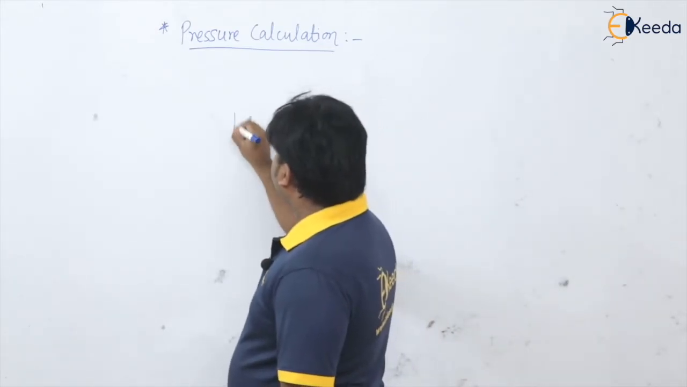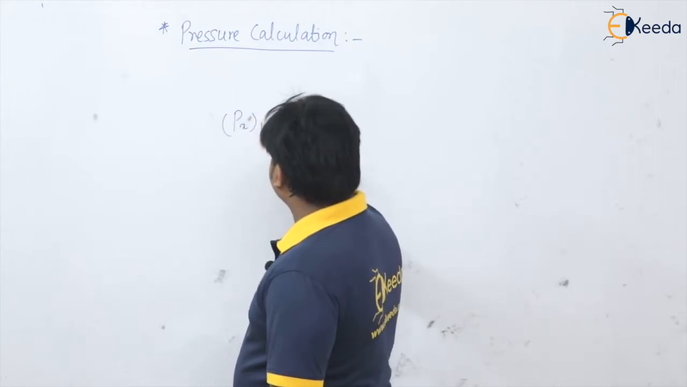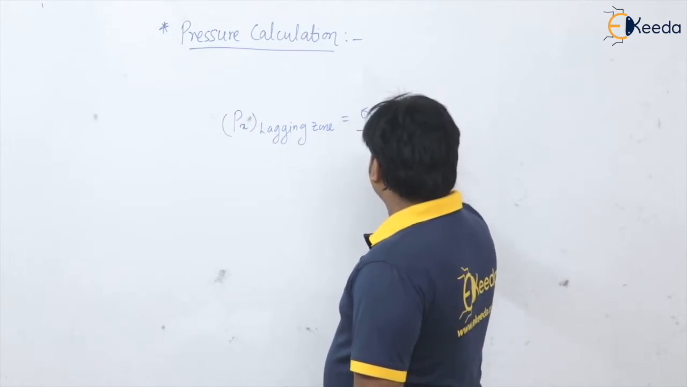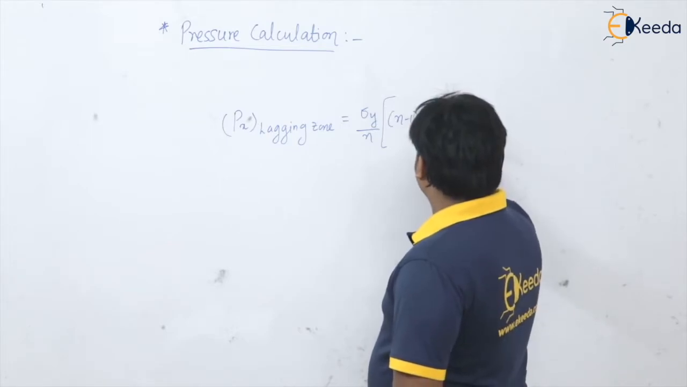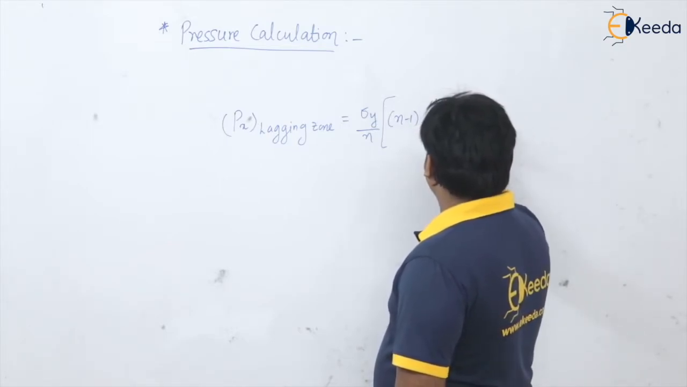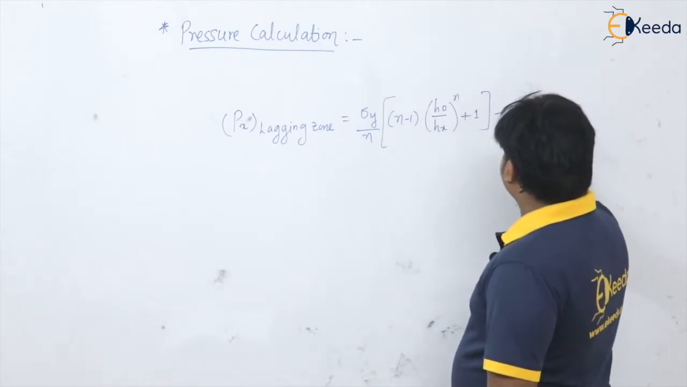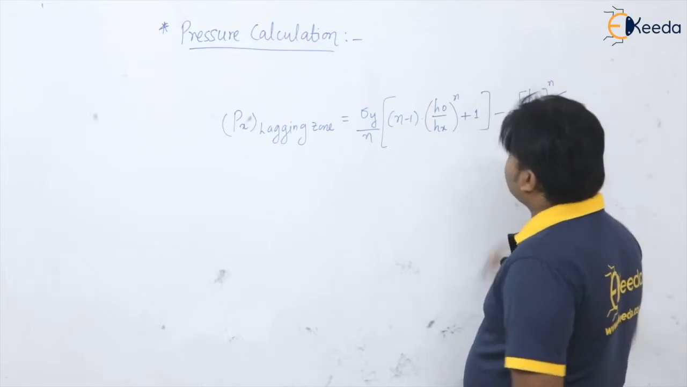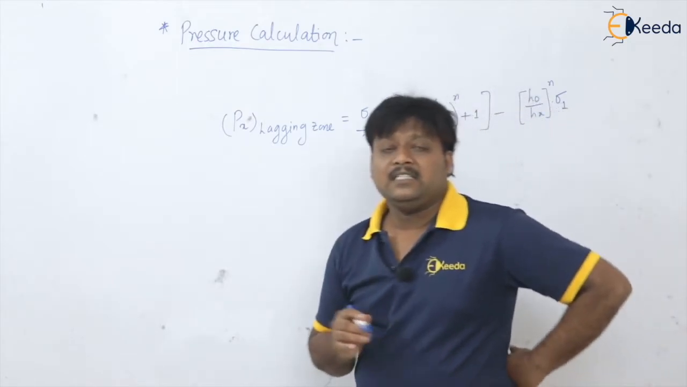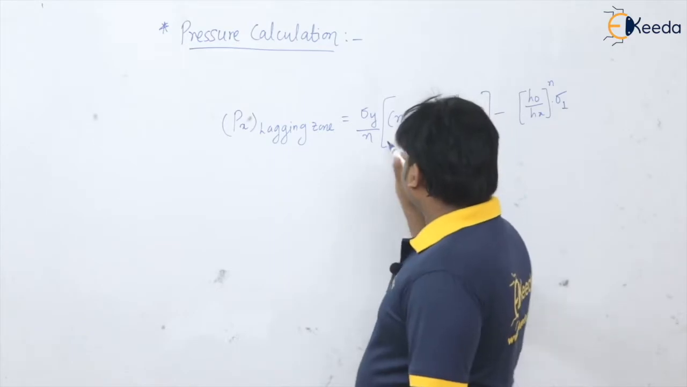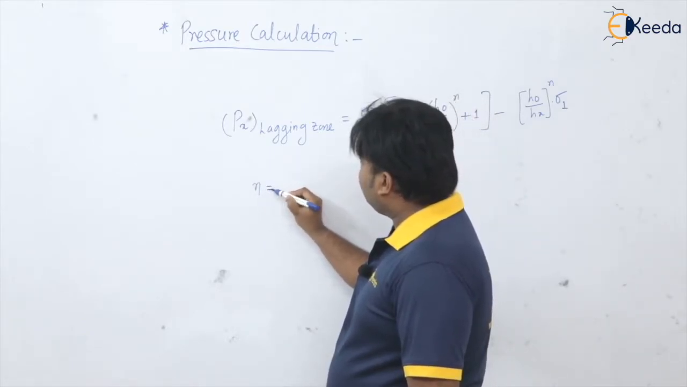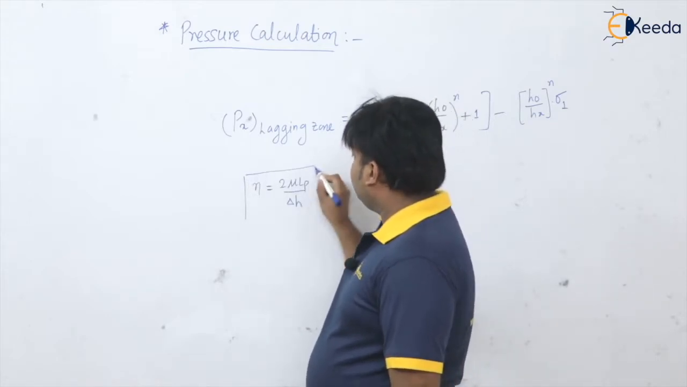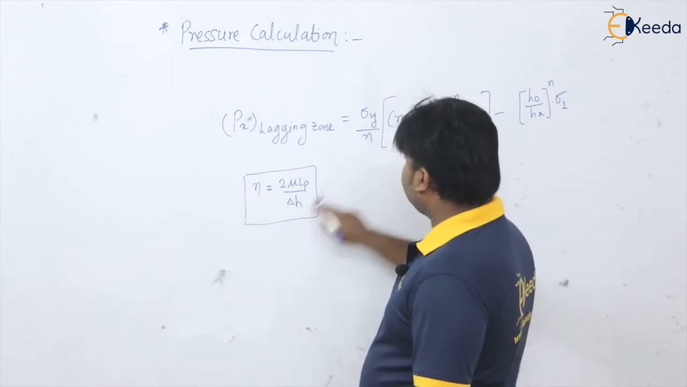So if you have the pressure Px in the lagging zone, it is given as sigma y upon n into bracket n minus 1 into h original divided by h at x to the power n plus 1 minus h o by hx to the power n into sigma 1. So here sigma 1 and sigma 2 I am taking as the front and back tension. Okay. So here this constant n I am taking as 2 mu lp divided by delta h. That we will first calculate. We take this value, and then we will utilize this n value here.